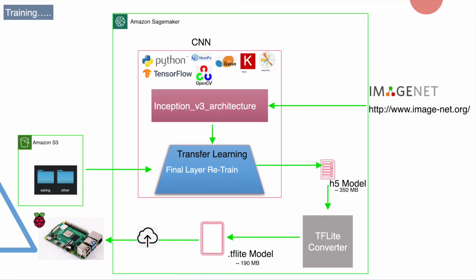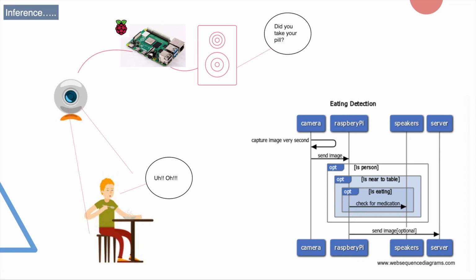Once I had the labeling done, I used AWS SageMaker to train the CNN. I used what we call transfer learning to create the model, and then a TF Lite converter to convert the model to a smaller size to fit the memory of mobile phones and IoT devices like Raspberry Pi. Once the model was loaded to Raspberry Pi, it was intelligent enough to do the process of inference, which was eating detection in this case.